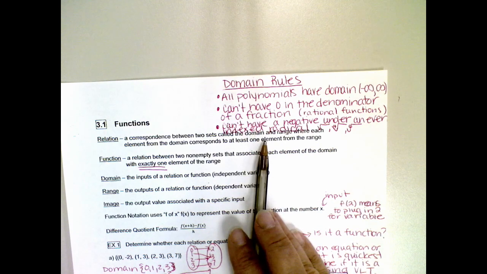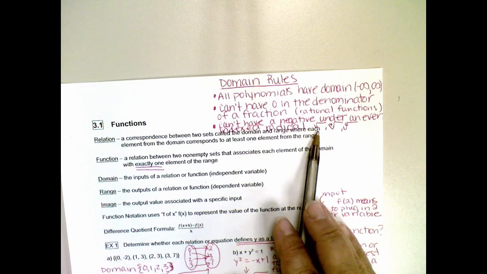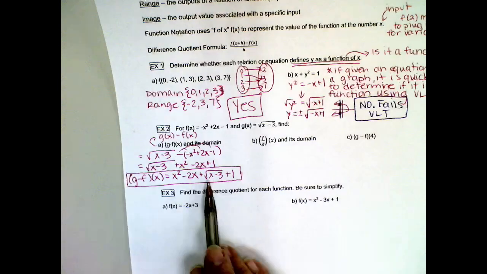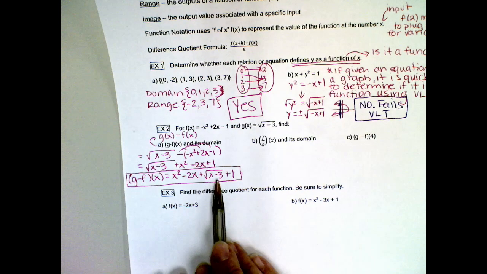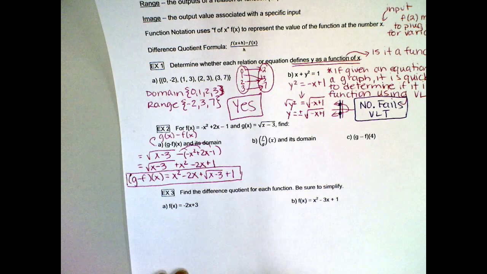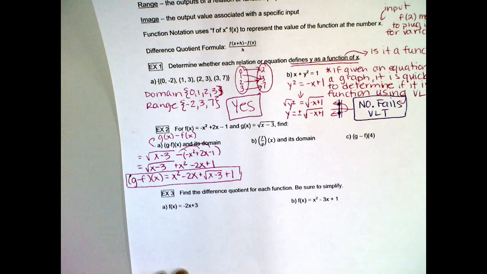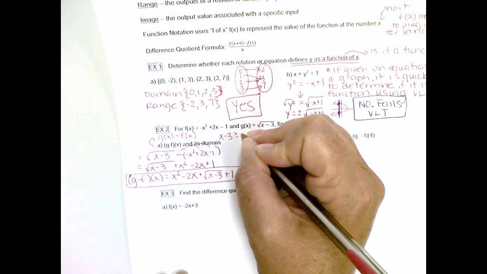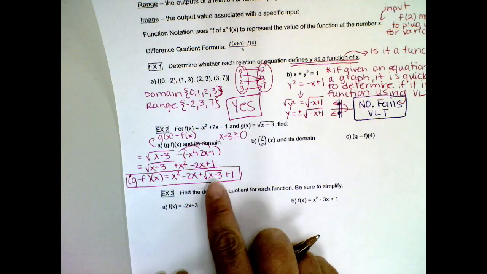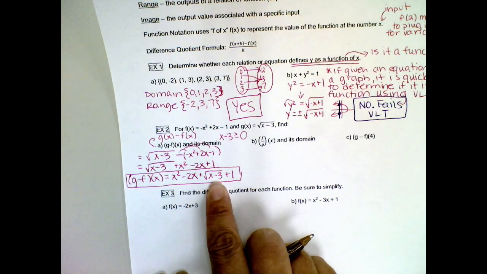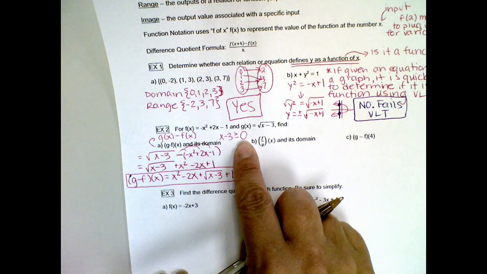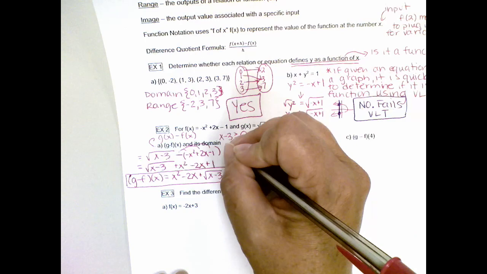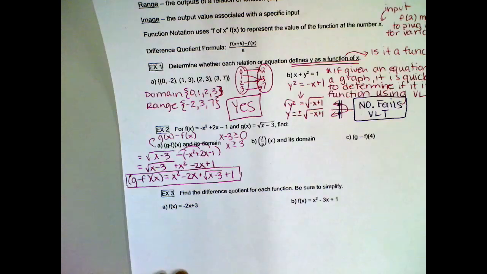I can't have 0 in the denominator of a fraction, but that doesn't apply because I don't have any fractions. I do have an even indexed radical. I have a square root. So I know that for my domain restriction, I have to make sure that I don't have a negative under here. So not a negative means it has to be greater than or equal to 0. So whatever was under the radical, that quantity, in this case x minus 3, has to be greater than or equal to 0. I solve that for x, so x has to be greater than or equal to 3.